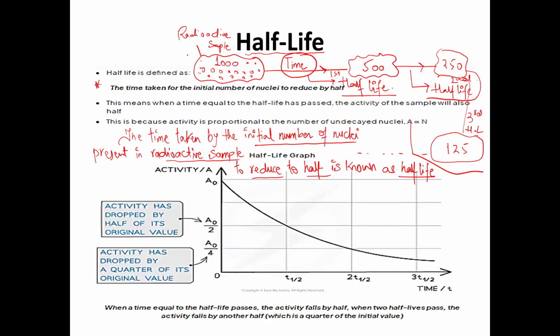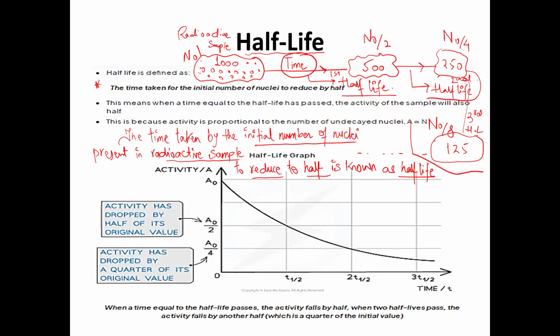So let's say if my initial count rate was n naught, after one half-life it will be remaining what? N naught by 2. Then after another half-life it will be remaining as n naught by 4. Then another half-life it will be remaining as n naught by 8. So this half-life is also following what? It is following an exponential decay.